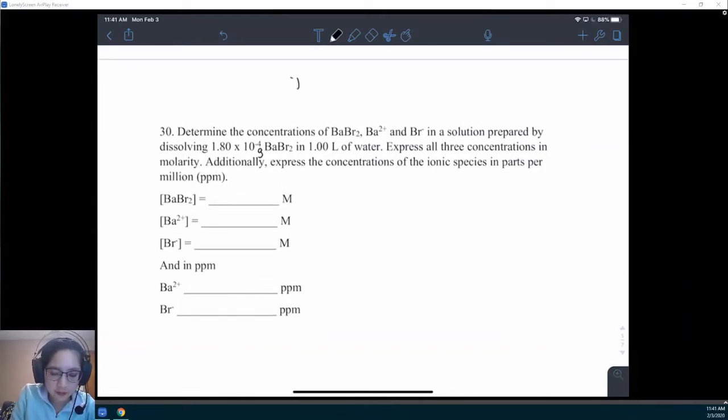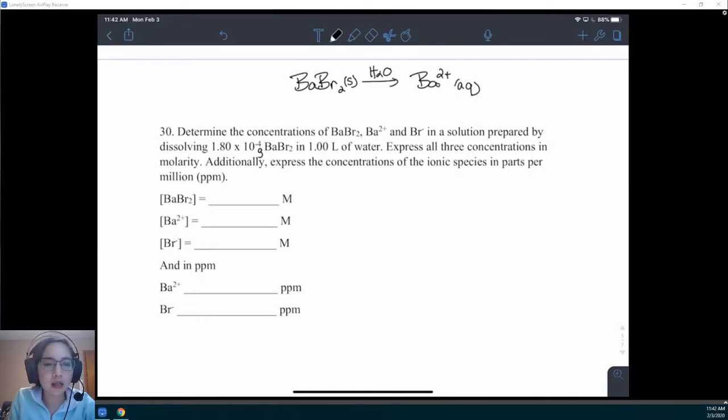molecule of barium bromide that you put into solution. If it's in the solid form and you add water, you'll get one barium 2 plus aqueous cation plus two bromide anions. All right, we learned that in chapter 4. So this fact will help us with this question because we want to determine the concentration of all the species in solution. So let's read it.